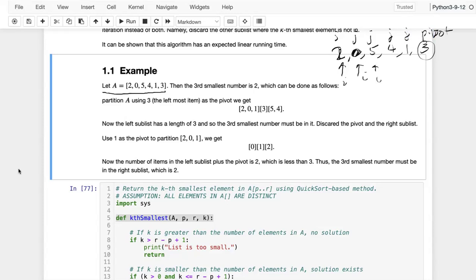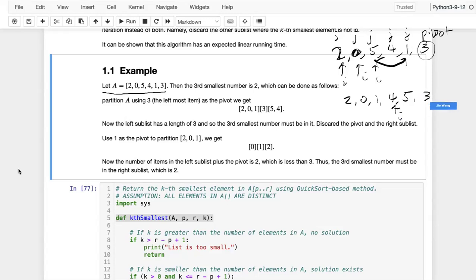This time 1 is less than 3, so we're going to swap these two to get 2, 0, 1, 4, 5. And now i is moved up.